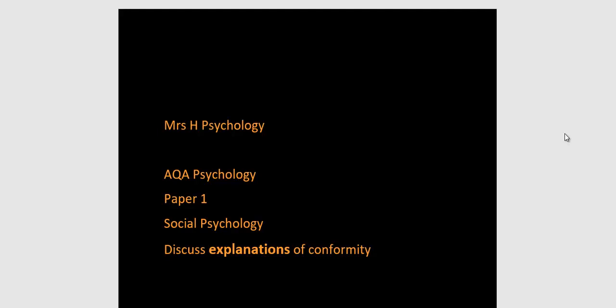This is H Psychology. This is for AQA Psychology specification, and in paper 1 we have the social psychology topic. This particular question is how to answer this question: discuss explanations of conformity.